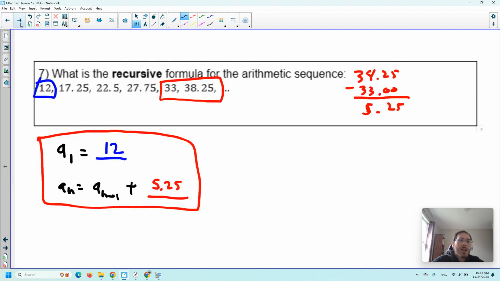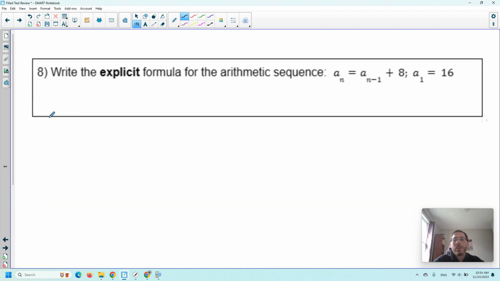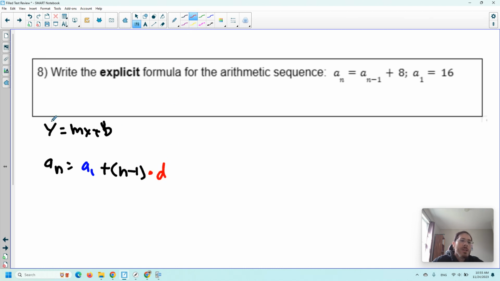Now, wait a second. Over here, we didn't have the explicit formula, so maybe now we have to memorize what the explicit formula is. Well, the explicit formula is a lot like y equals mx plus b, but we just kind of flip everything around. So it's going to be a sub n equals, and then instead of b, we've got a sub 1 plus n minus 1 times d. And remember, m is like d, b is like a sub 1. It's not exactly the y-intercept. That's why we got that minus 1 there.